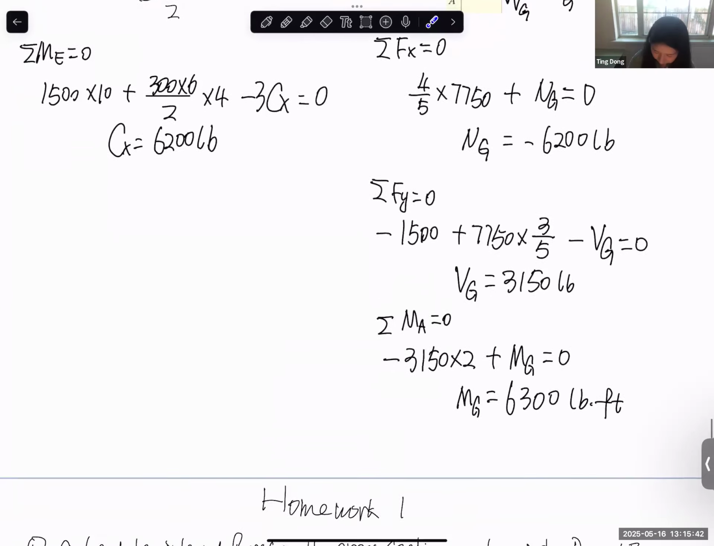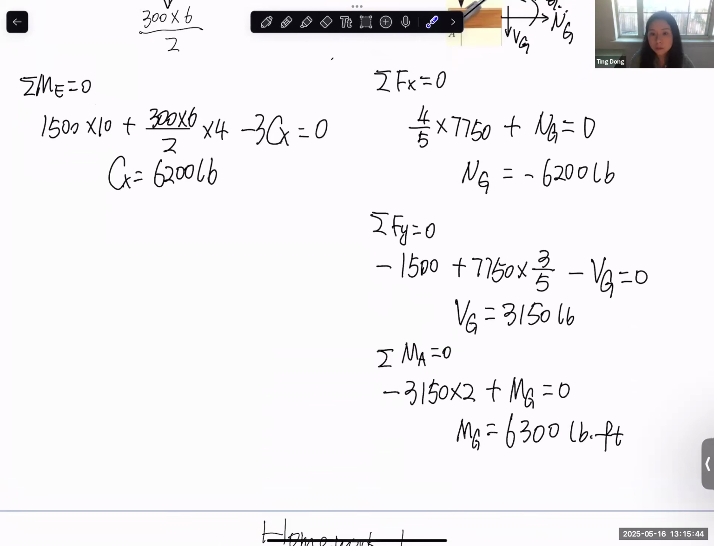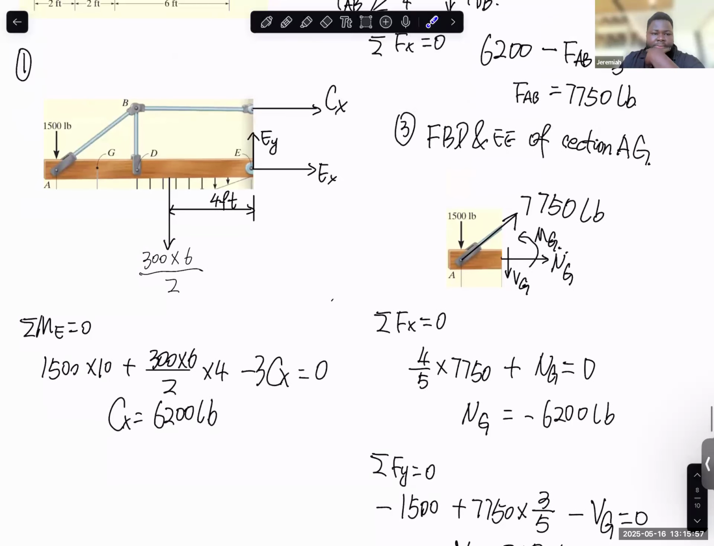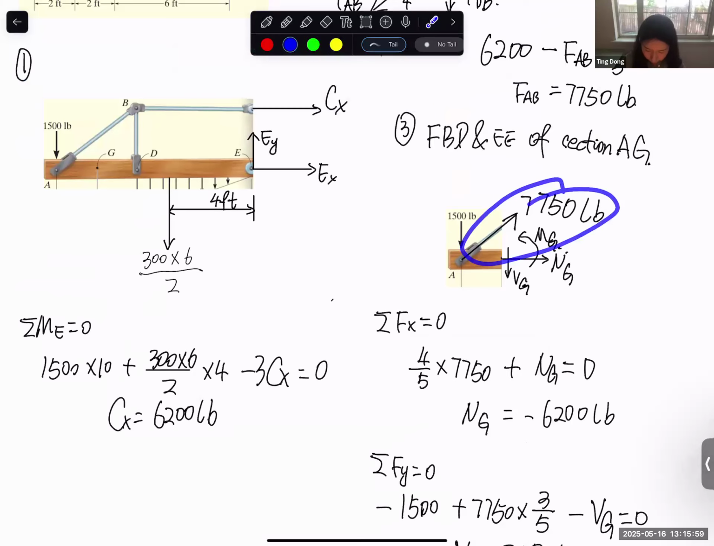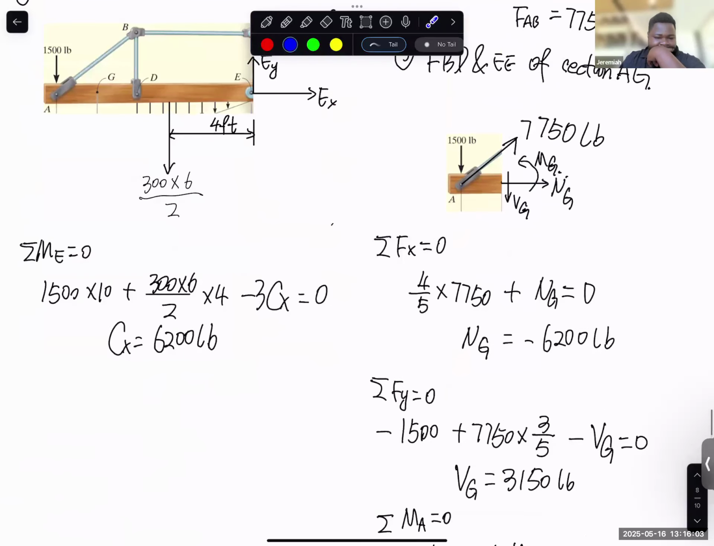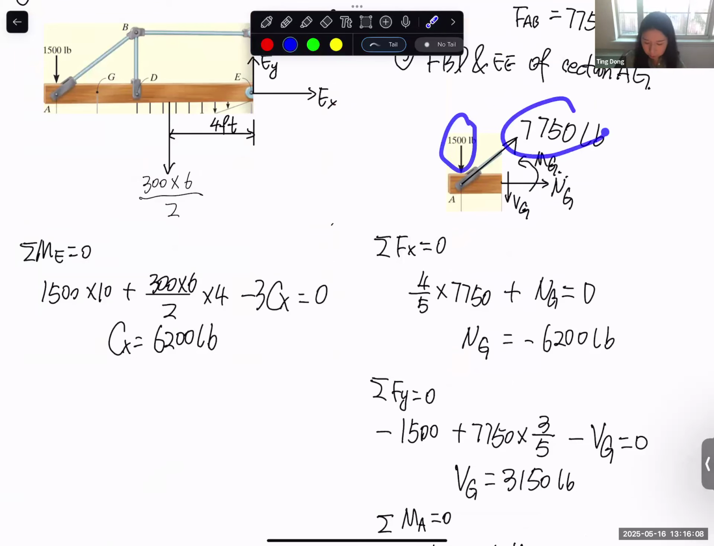Any other question? I have a question. When we calculated the moment, do we not account for the force from FAB? This one passes through point A. We are taking moment about point A. Oh yes, okay, that makes sense. Sorry. It's okay. Yeah, this force passes through point A, this force passes through point A, this force passes through point A. The moment arm of these 3 forces is 0.